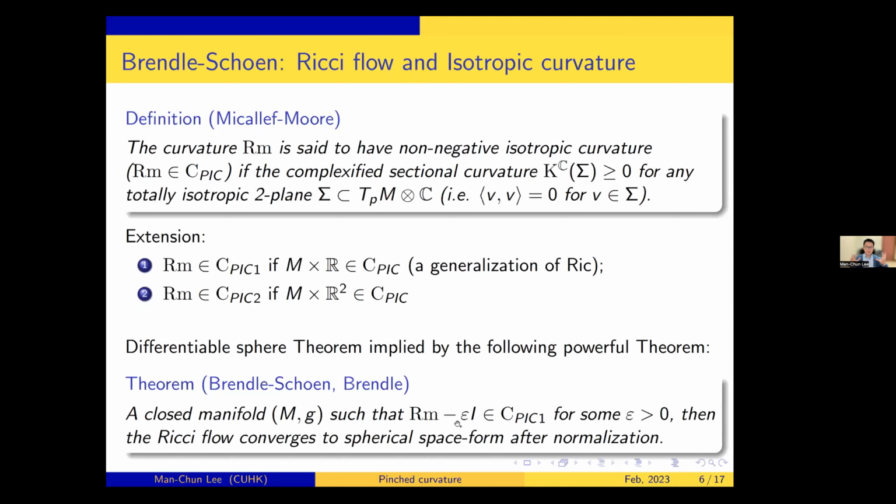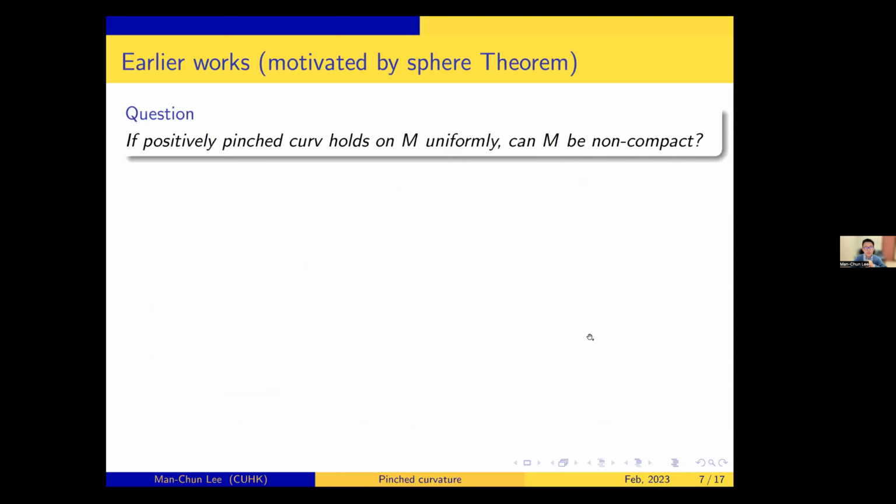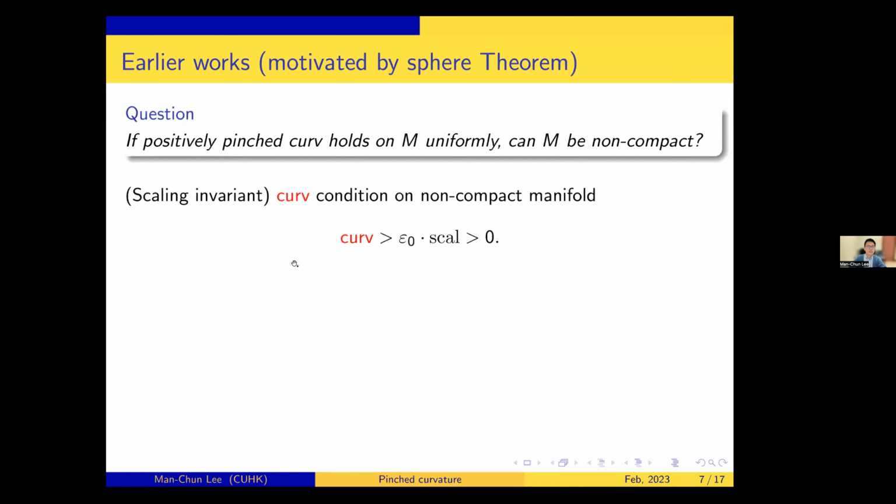Okay, so you just keep curving the manifold until it becomes homogeneous. You can think of the dynamic in this way. Okay. So now we ask the same question, but we restrict ourselves to non-compact manifolds. I personally like non-compact manifolds more, just a different flavor of geometric analysis. Okay. So the question is still the same. If the curvature is positively pinched on the manifold M uniformly, can M be non-compact?